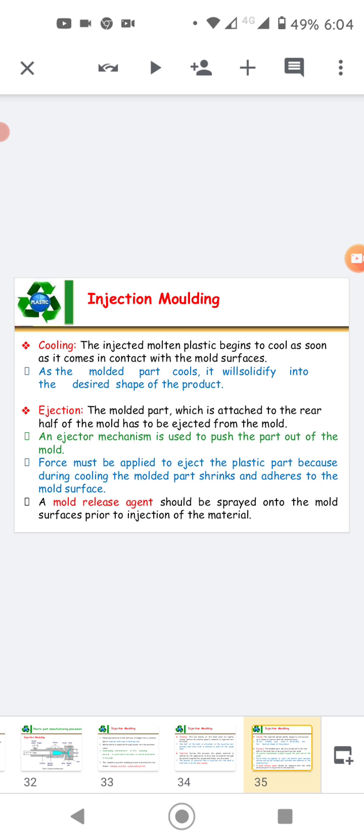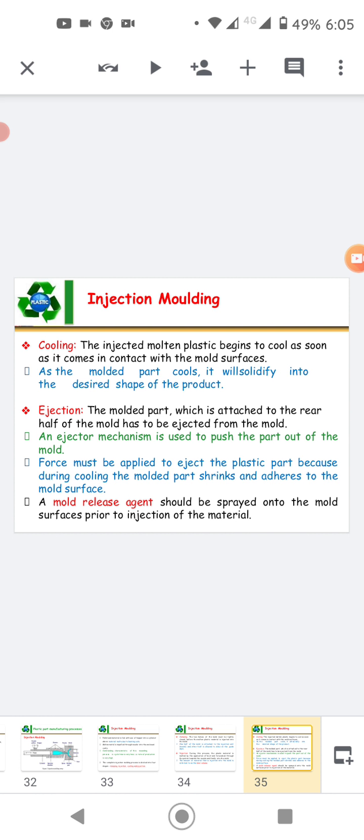Next one is the cooling process. The injected molten plastic begins to cool as soon as it comes in contact with the mold surfaces. As the molded part cools, it will solidify into the desired shape of the product. That is the cooling process. And the ejection process: the molded part, which is attached to the rear half of the mold, has to be ejected from the mold.